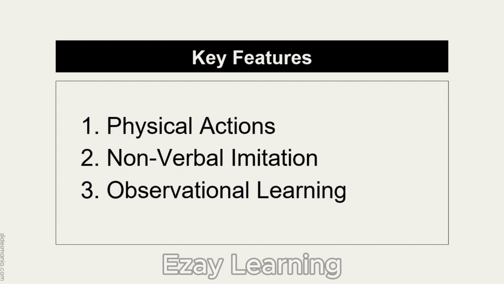Key features of mimetic behavior. Physical actions involve copying gross or fine motor movements such as clapping hands, waving, or pointing. Nonverbal imitation does not include spoken language. Instead, it focuses solely on replicating observed motor actions. Observational learning: the individual learns by observing a model, for example, teacher or peer, and replicating the demonstrated behavior.